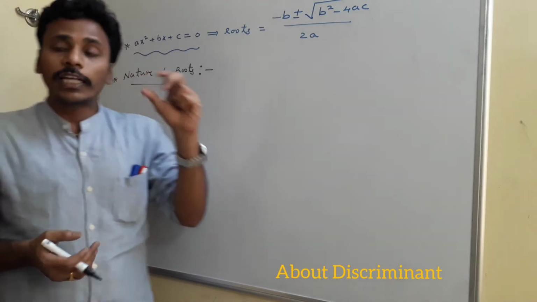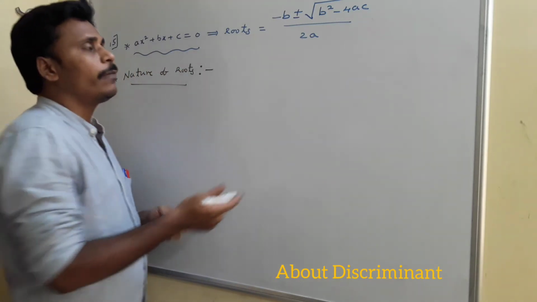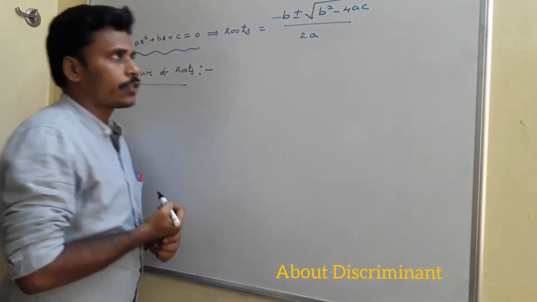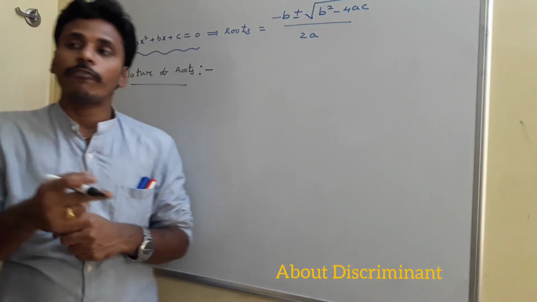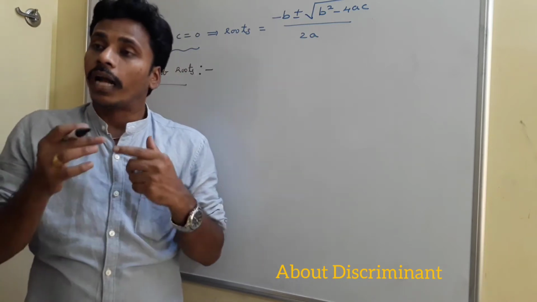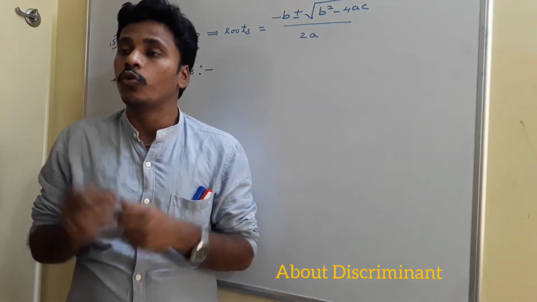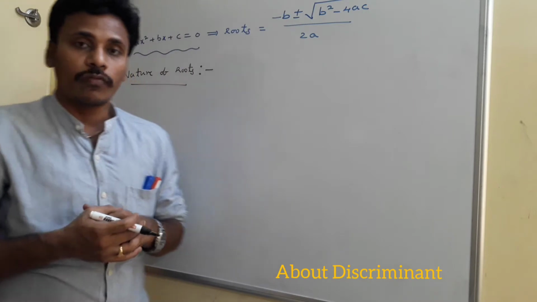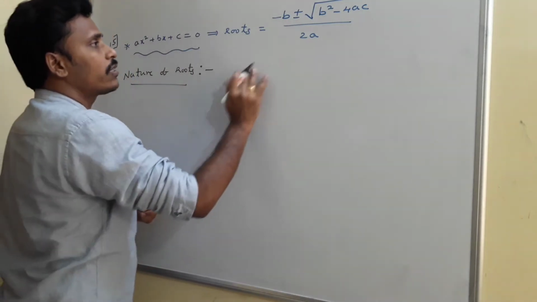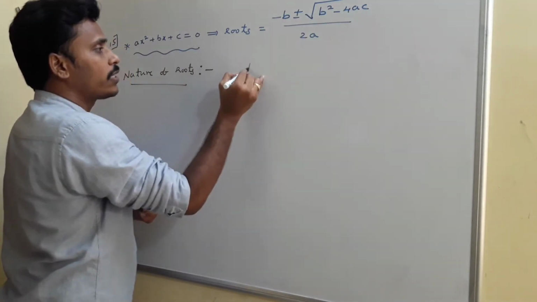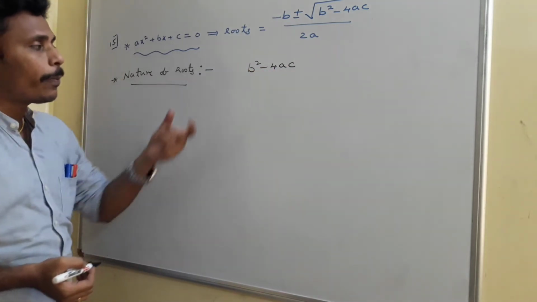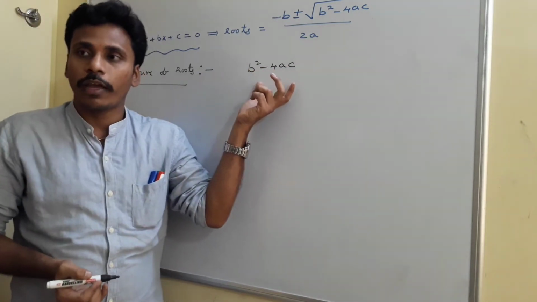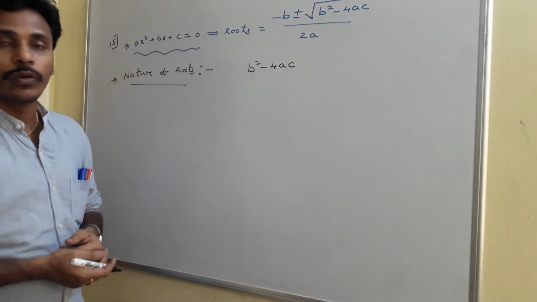The total theory depends upon the value of this b square minus 4ac, because it is under the square root. Under the square root we have b square minus 4ac, and that value discriminates the nature of the roots. So b square minus 4ac will discriminate the nature of the roots. Depending upon its value, the nature of roots will depend.